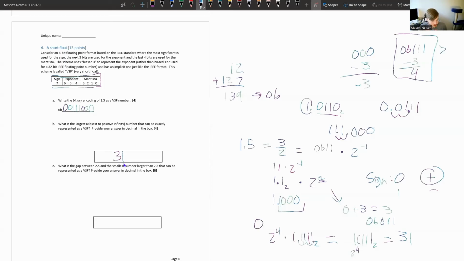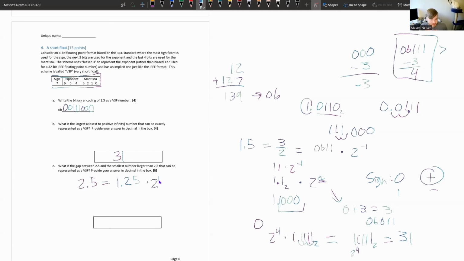Part C, what is the gap between 2.5 and the smallest number larger than 2.5 that can be represented as a VSF? In order to do this, we have to convert 2.5 again into a VSF representation, maybe not all the way, though. If we normalize 2.5 so that there's only a 1 to the left of the decimal point, we can just divide by 2 and remultiply by 2. So 2.5 is equivalent to 1.25 times 2 to the 1.